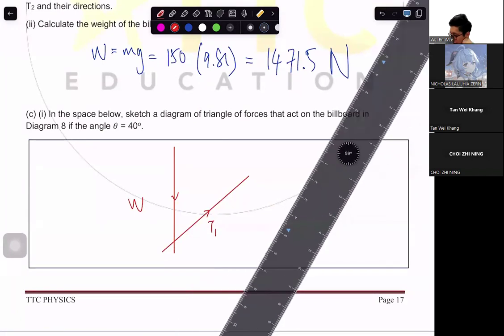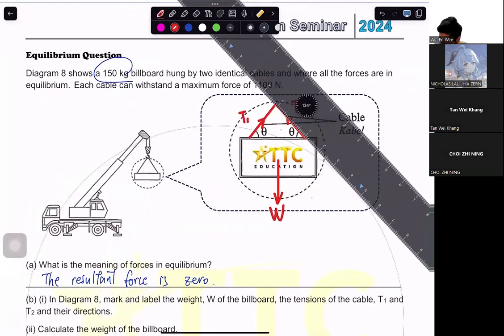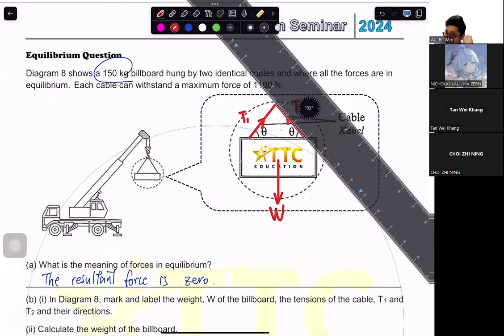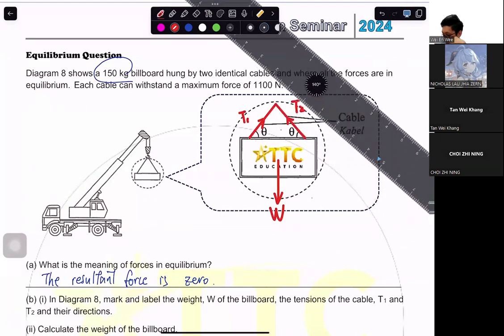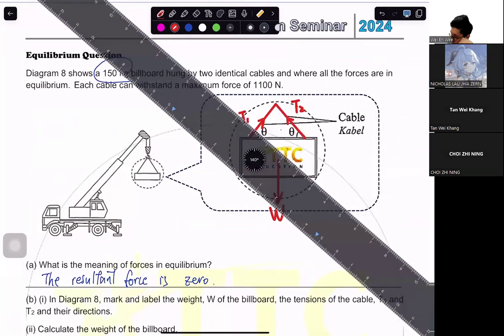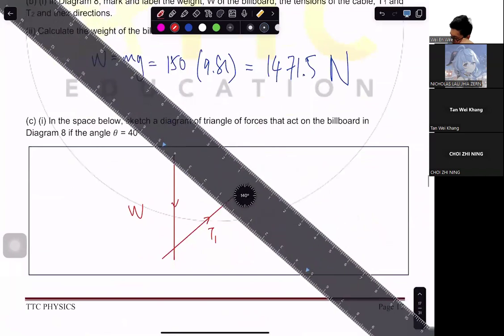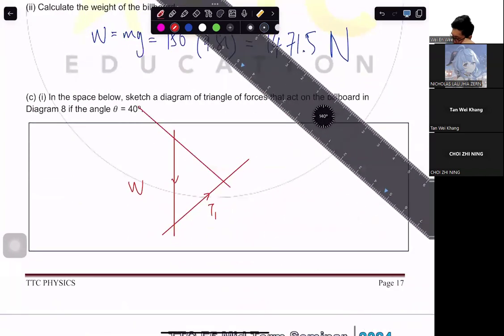Now for the other side, again his is not 40 degrees, but I will draw it at 40 degrees. I just want to match the direction for T2. So I put it down here, make a triangle, and then draw. That's T2.